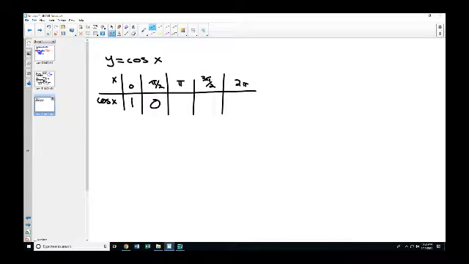Okay, Sierra, -1. Logan, 0. And you see the pattern. What's it going to be?